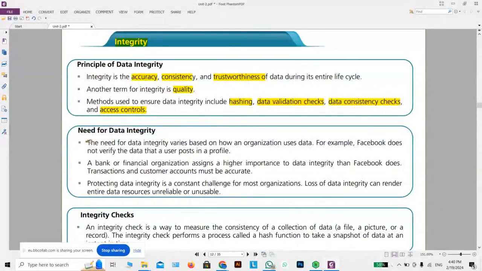The need for data integrity varies based on how organizations use data. For example, Facebook does not verify the data that users post, and they don't need to. That's why many of us have duplicate profiles. There is no check of the data integrity, so they don't verify that.